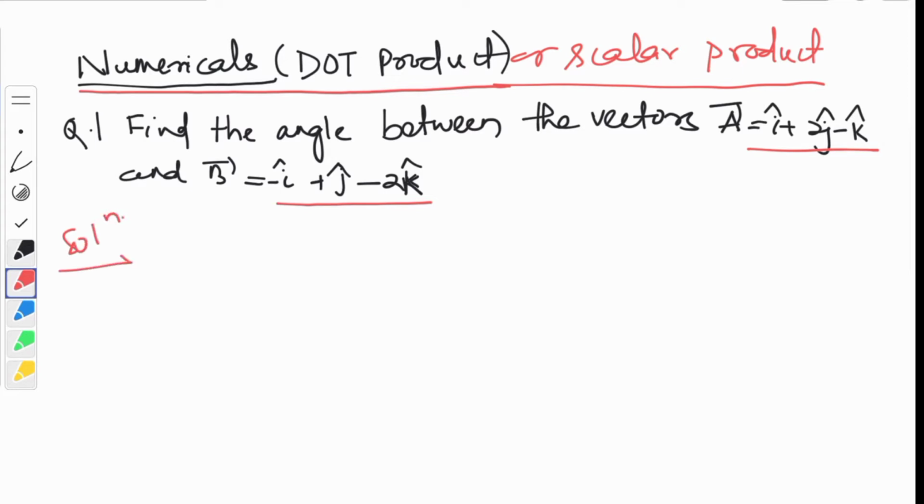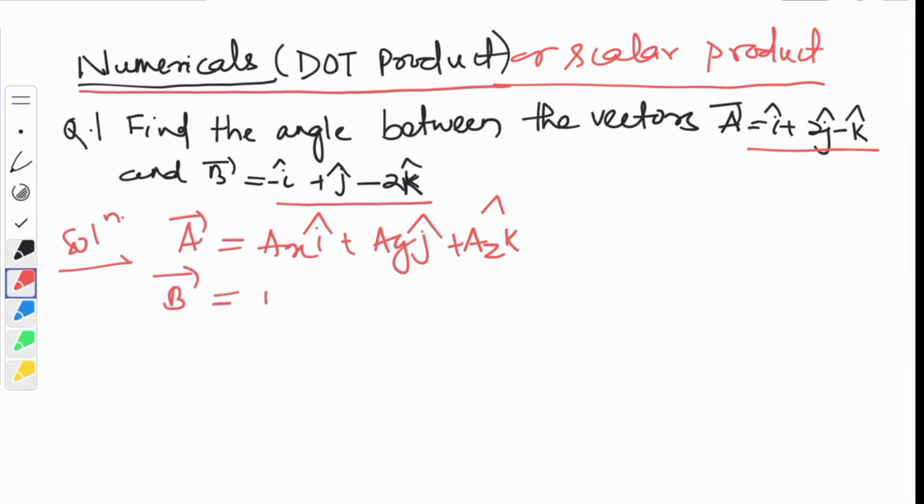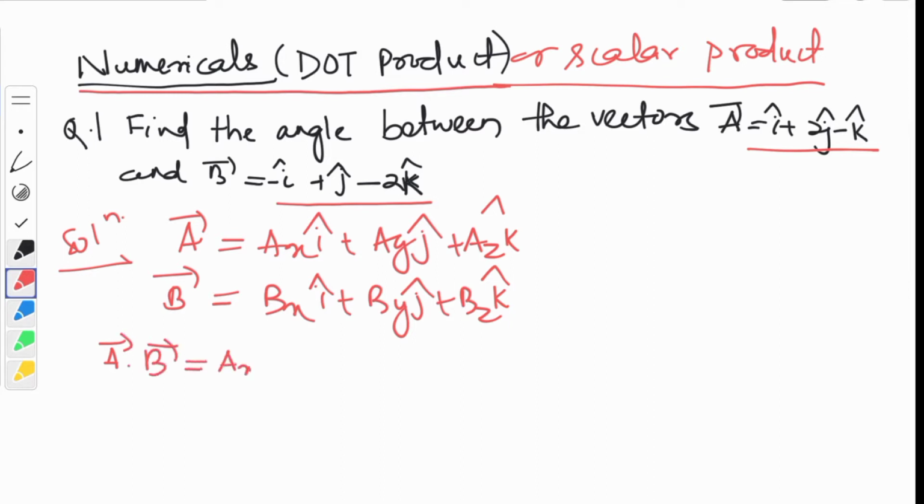See children, we know vector A is denoted by ax i cap plus ay j cap plus az k cap, and vector B is denoted by bx i cap plus by j cap plus bz k cap. And already we have discussed the dot product, vector A dot vector B will be ax bx plus ay by plus az bz.